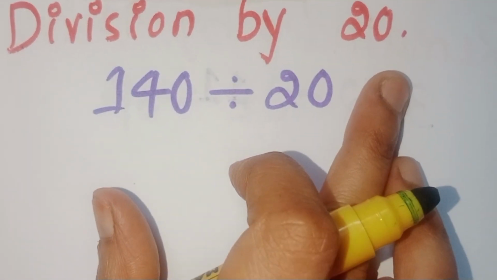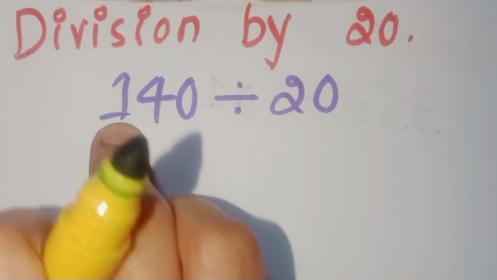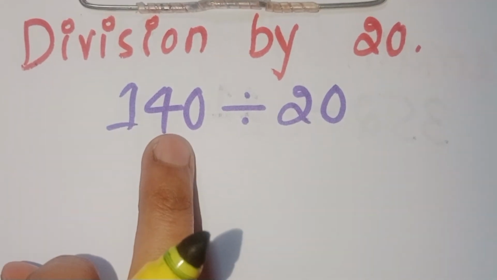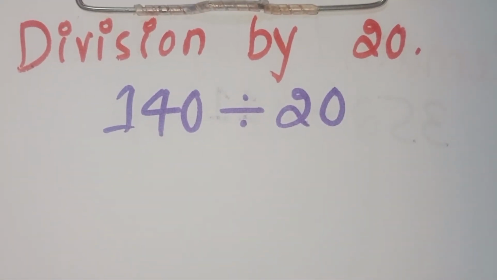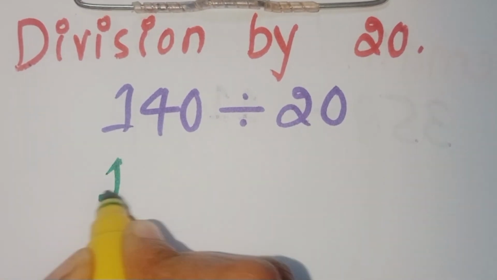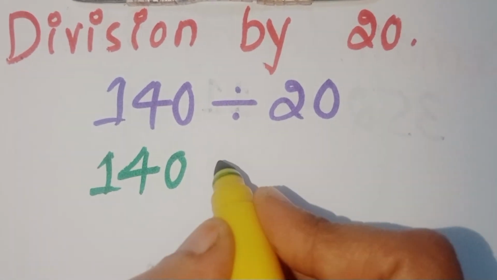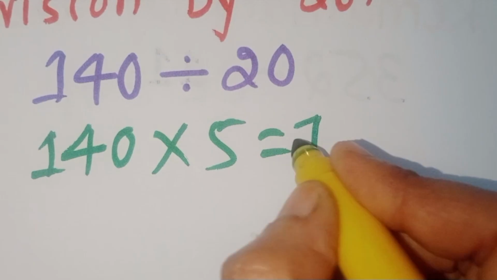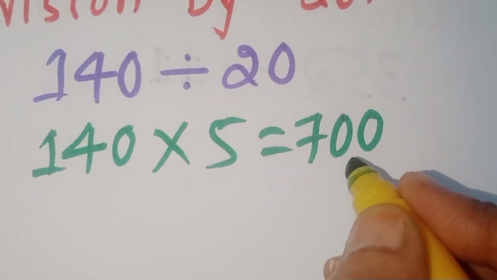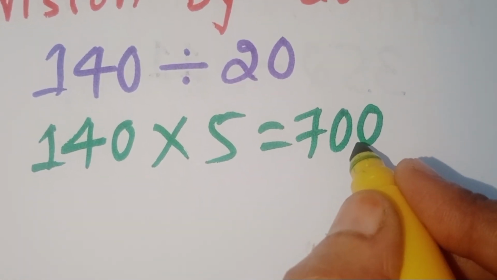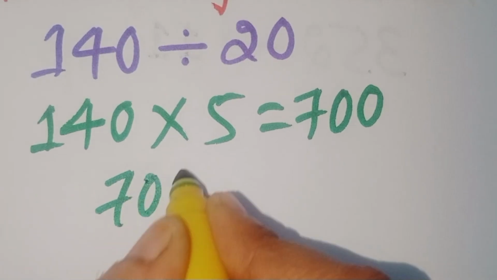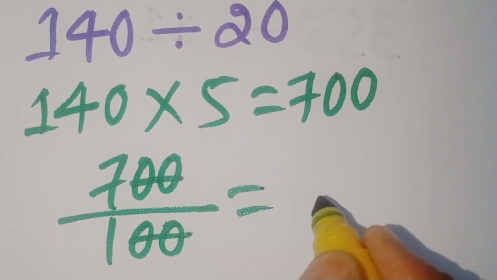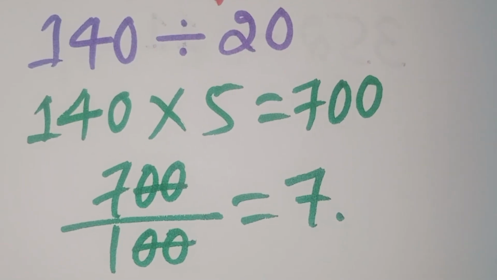Division by 20. First, multiply this number by 5, then divide by 100. 140 into 5. We get 700. Divide this number by 100. 700 divided by 100. So the answer is 7.